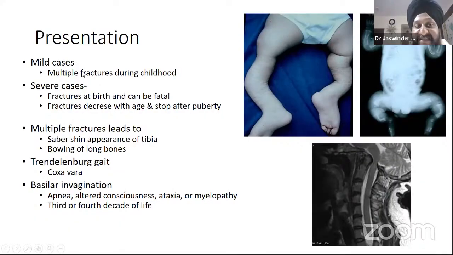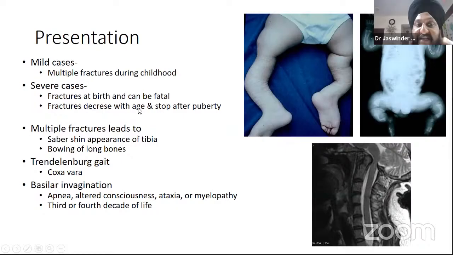So in mild cases, a child might present with multiple fractures during their childhood. But in severe cases, there will be fractures at birth, and it can also be fatal. This occurs actually in type 2 of the disease. So most of the children with type 2 disease will succumb at birth.